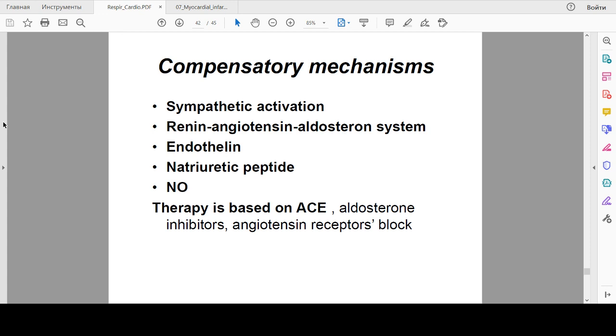First is sympathetic activation. Any hypoxia is a stressful situation. So in cardiac failure also, it activates the sympathetic nervous system, with release of catecholamines. The second, the well-known renin-angiotensin-aldosterone system, is activated in response to lack of renal perfusion and leads, on the one hand, to strong vasoconstriction, on the other hand, to sodium and water retention.